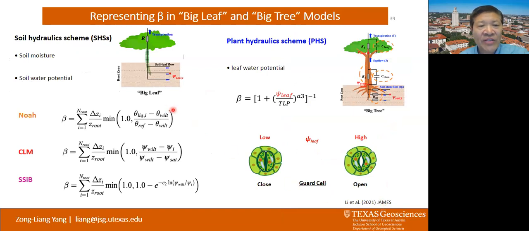For those of you who want to know the difference between big leaf and big tree, here we call it big tree by representing the whole canopy water use strategy. In the traditional land models such as Noah, CLM, SiB, or simple SiB, the soil moisture limitation to transpiration, the beta parameter, is parameterized based on soil hydraulic properties. Those are soil properties. But in plant hydraulics, you need to consider in detail how the plant cells and the leaf cells respond to stress. When the leaf water potential is high, the stomata are fully open. When it's low, the stomata are closed. So therefore, the beta is parameterized by the leaf water potential.